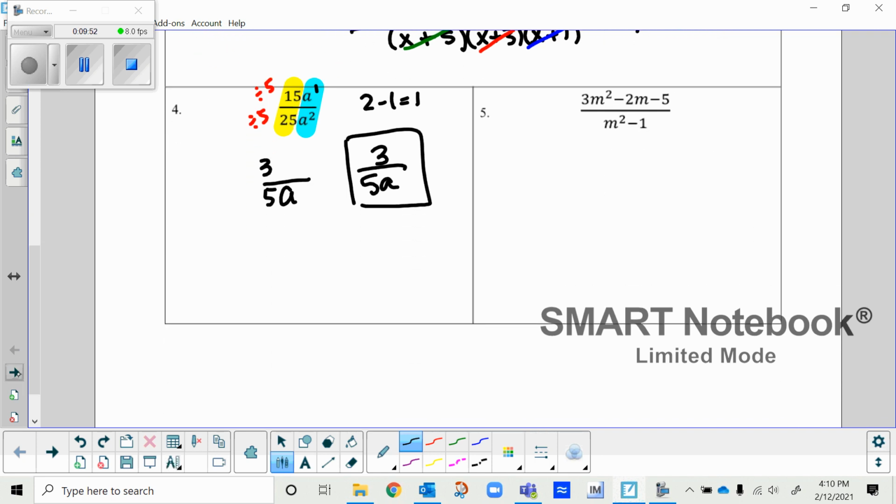For number 5, again, we want to simplify. This requires factoring first. And there's 2 different factoring methods going on here. On the top, it's the cross method, and we know that because there's a trinomial. And on the bottom is difference of two squares, because I'm subtracting two perfect squares. So let's start with the numerator and do the cross method.